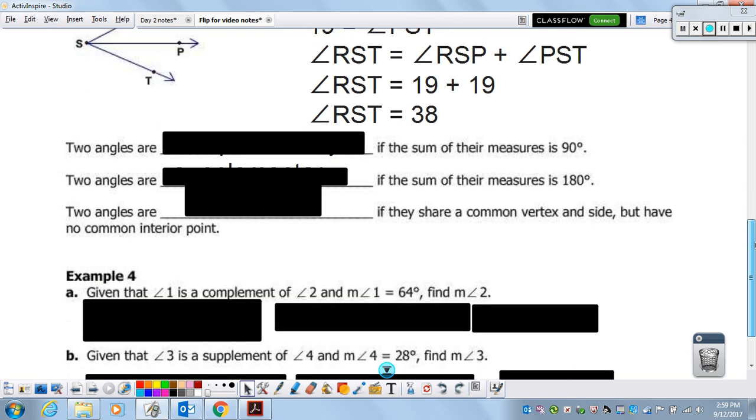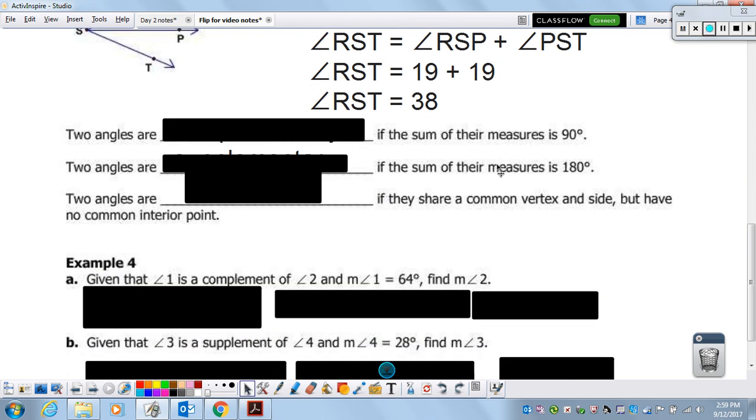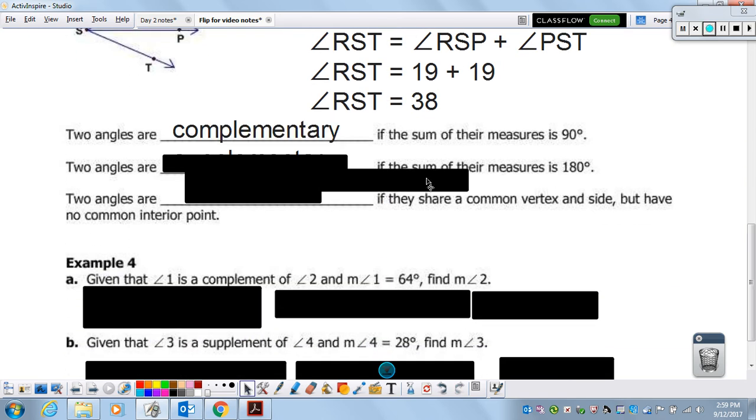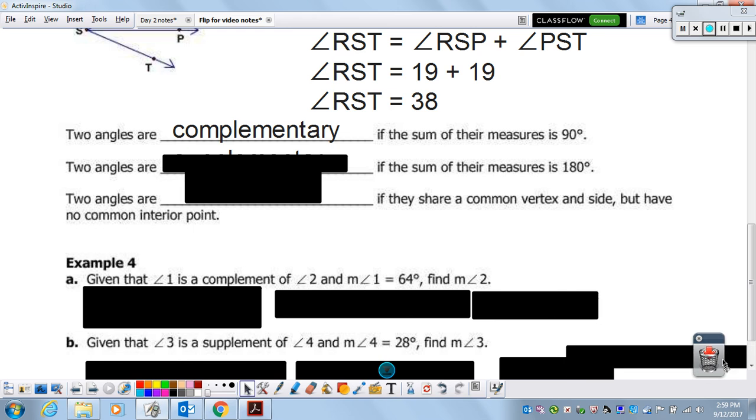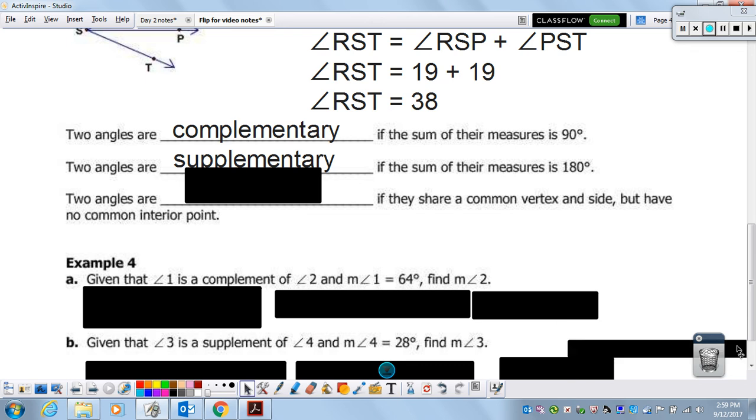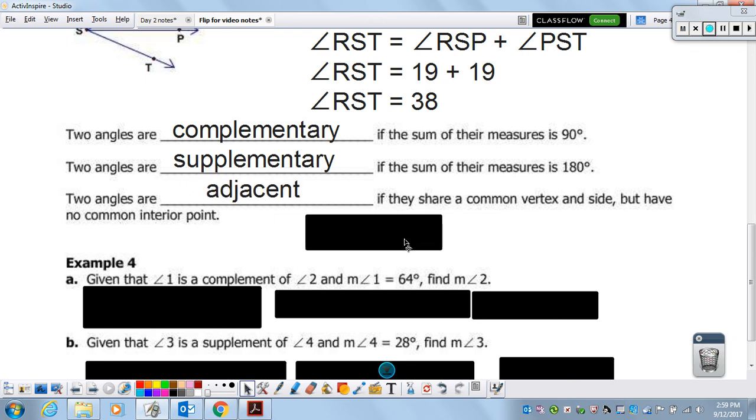Here's some new vocabulary for you. I know how much you love vocabulary. Two angles are complementary if the sum of their measures is 90 degrees. Two angles are supplementary if the sum of their measures is 180 degrees. And two angles are adjacent if they share a common vertex and one side but have no common interior points. Adjacent is just a math word for next to each other.